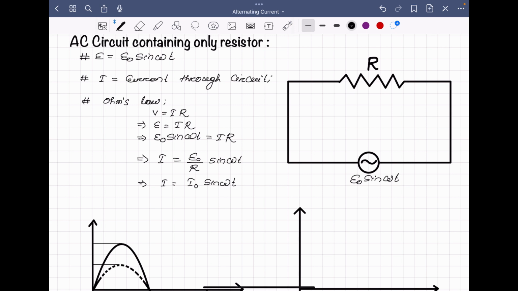You can observe this one. One is E equal to E naught sin omega t. Okay, and another one is I equal to I naught sin omega t. Just see here. Here we have EMF has phase omega t and current has also phase omega t. That means there is no phase lag between the current and EMF. You got it?